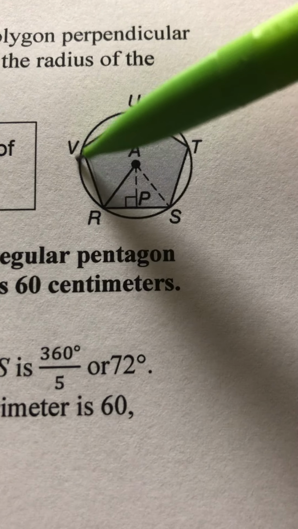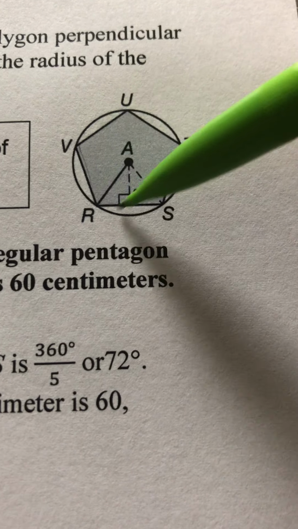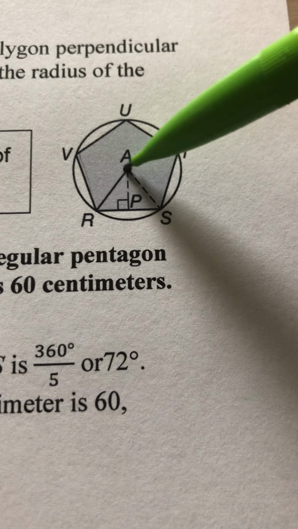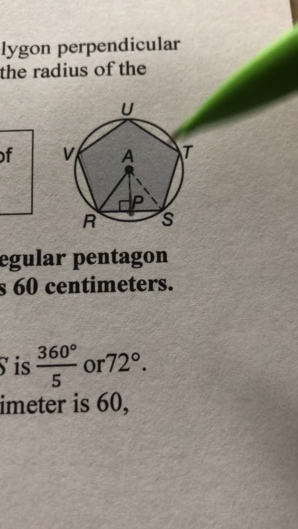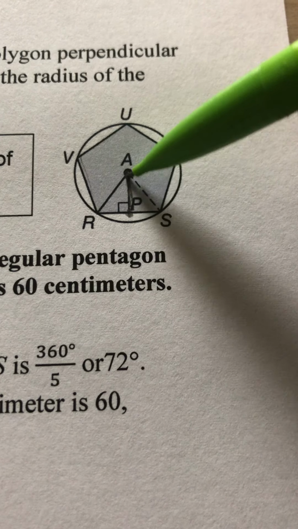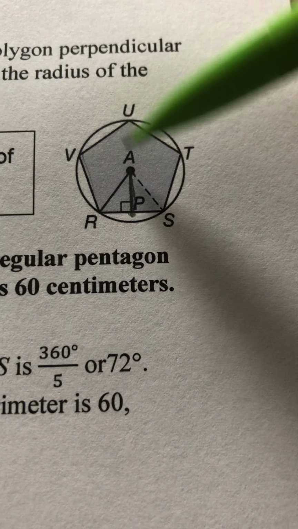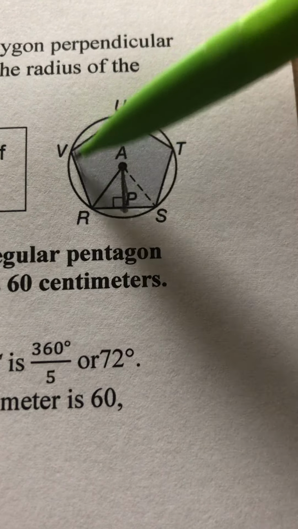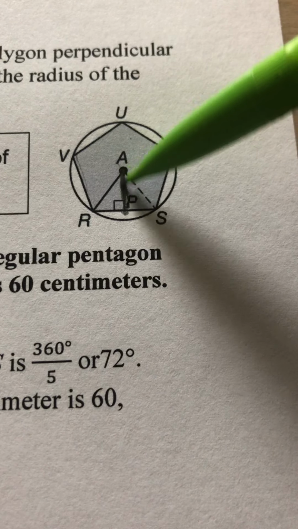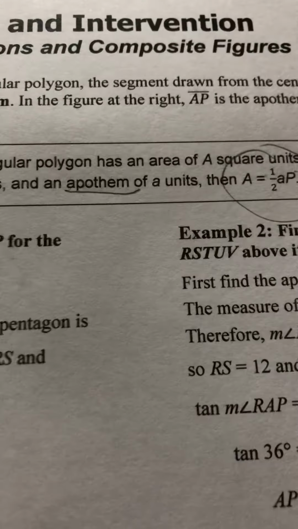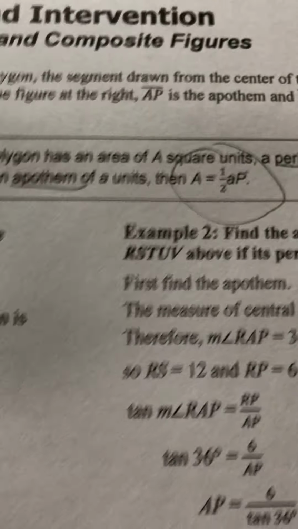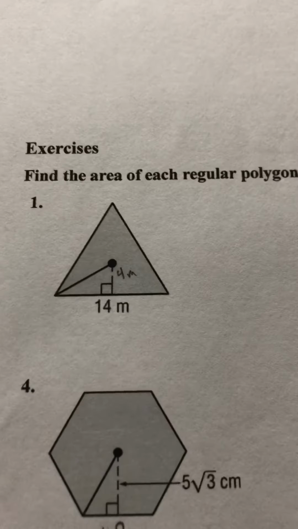So the perimeter of this shape, you just add up all the sides. And then the apothem goes from the center to the midpoint of a side. So this right here is the apothem, and you have to be able to identify that. So you add up all the sides, multiply it with the apothem, and then divide by 2. This is the formula that you will be given for these kind of problems.